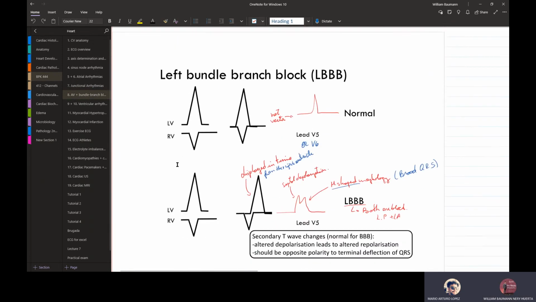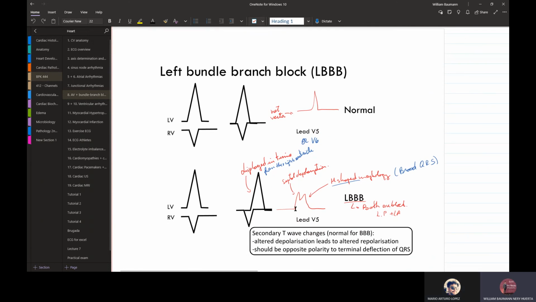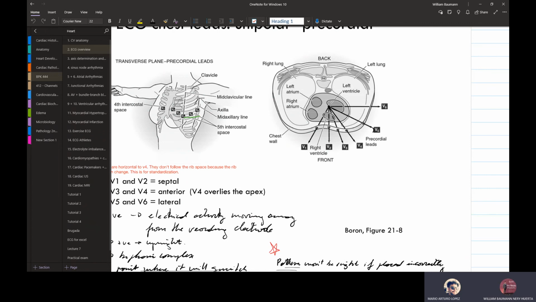All right. So left bundle branch block, you get a characteristic M-shaped QRS. Very M-shaped morphology. Broad QRS. M for Mario, M for block. Left bundle branch block. So normally we're looking at lead 5 or 6, specifically for that left ventricle. You with me?